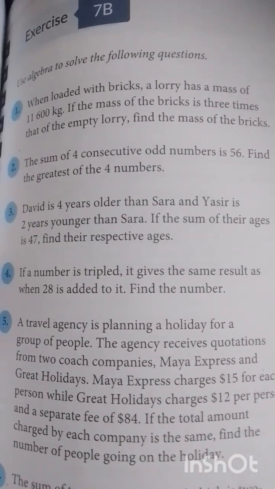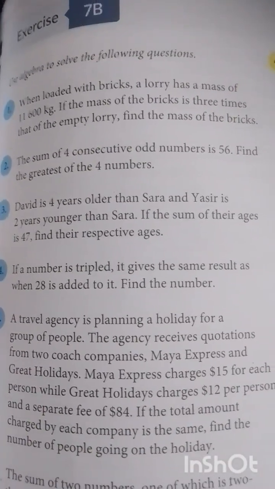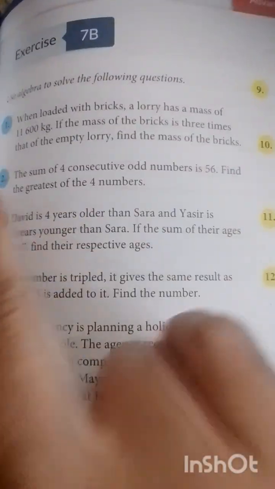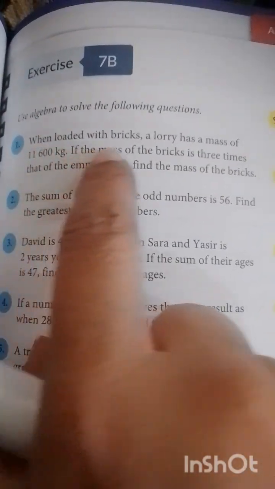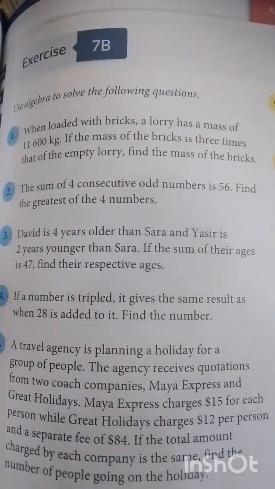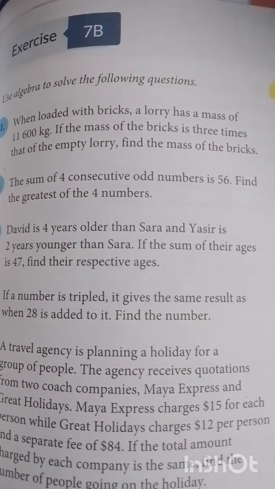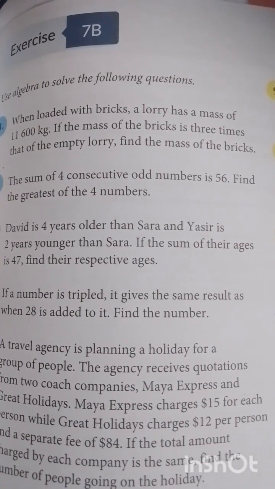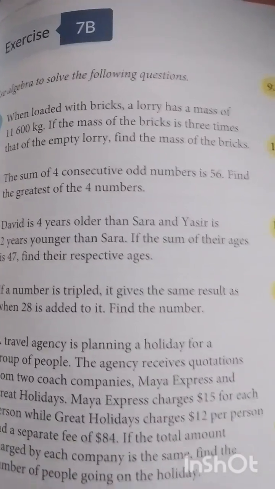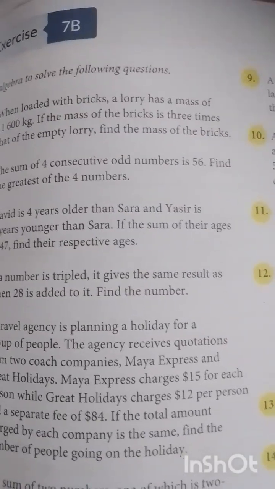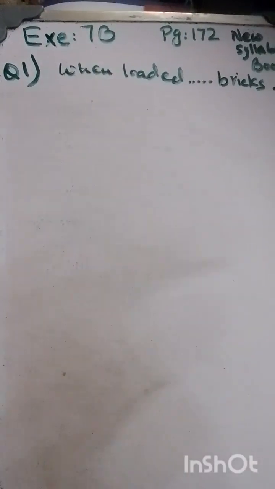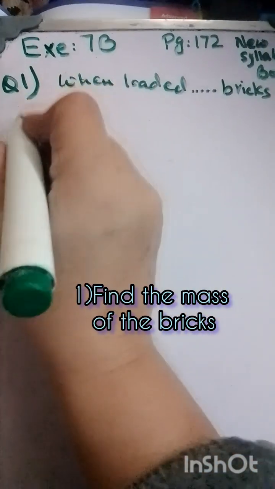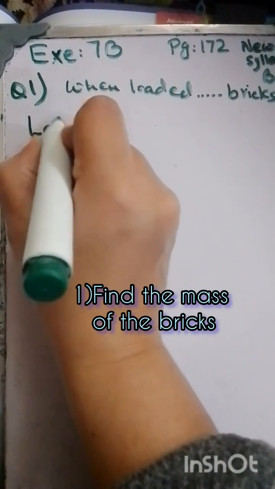So here we are going to do some word problems. Number 1 is, when loaded with bricks, a lorry has a mass of 11,600 kg. If the mass of the bricks is 3 times that of the empty lorry, find the mass of the bricks. So we have to make some statements for such kinds of questions in order to solve them.